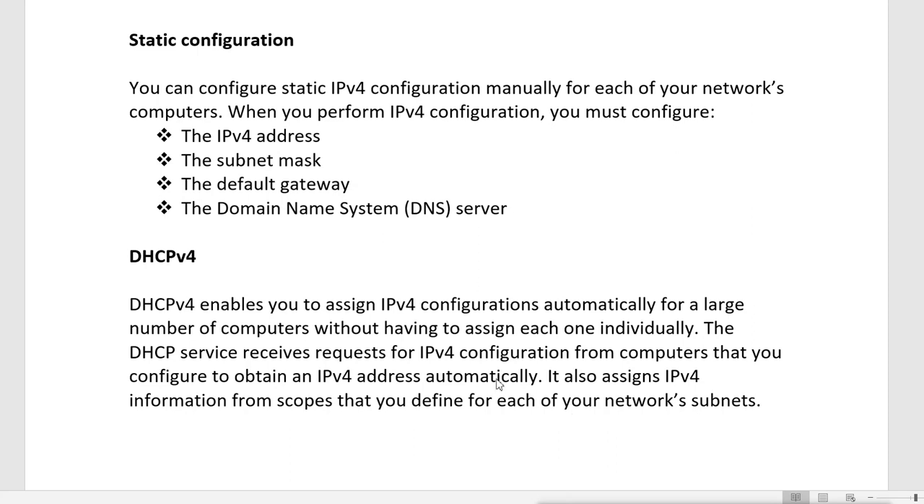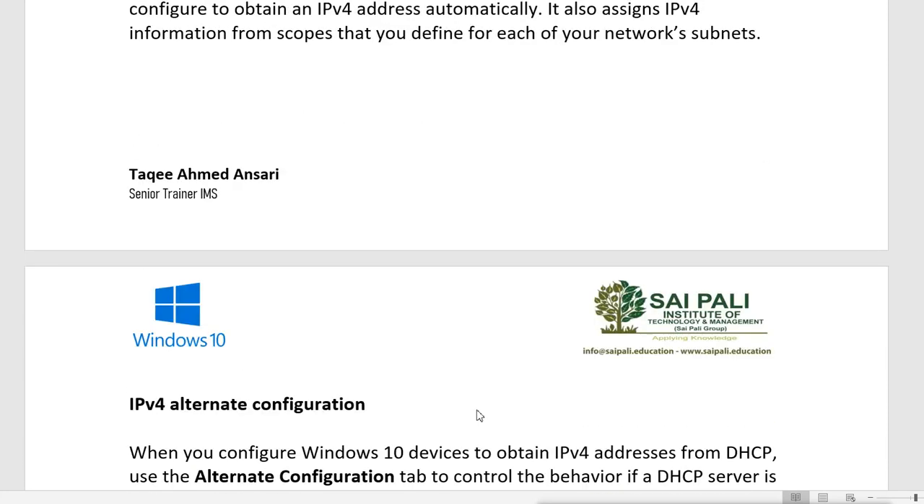So for DHCP, we have to configure the DHCP server, and we configure the scope of that DHCP server. Scope means the network for which we want to assign addresses. So whatever we want to assign, we have to configure there. Whenever any client is configured to obtain an IP address dynamically, it will send the request to the DHCP server, and the DHCP server will assign the IP address dynamically from the scope we have configured on DHCP.